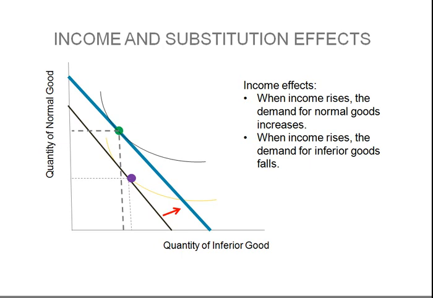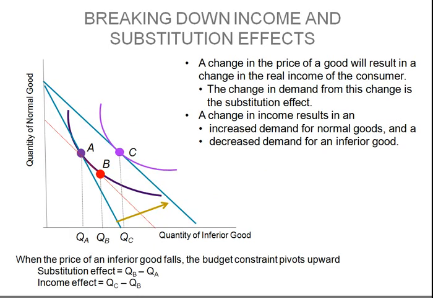We don't have points, okay. Let me explain this. So we are moving from here to here. As you see, we have more consumption of the normal goods, but we decrease the consumption of inferior goods as income increases. Income effect: when income rises, the demand for normal goods increases. When income rises, the demand for inferior goods falls. As you can see from here, the demand for inferior goods is decreasing, but we are consuming more of the normal goods.